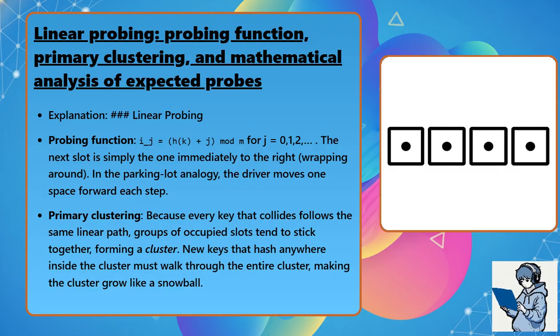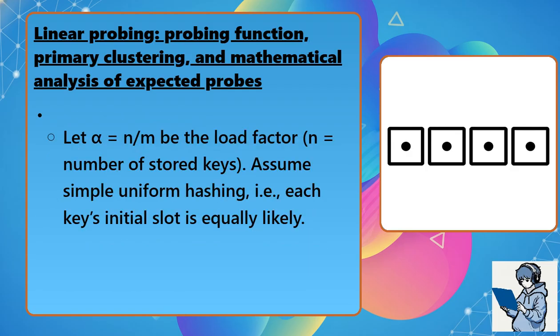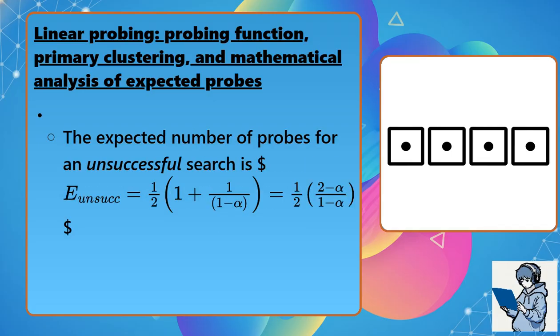Mathematical analysis: let alpha equals n divided by m be the load factor, where n is the number of stored keys. Assume simple uniform hashing, that is, each key's initial slot is equally likely. The expected number of probes for an unsuccessful search is E_unsucc = 1/2 (1 + 1/(1 - alpha)^2) = 1/2 (2 - alpha)/(1 - alpha).